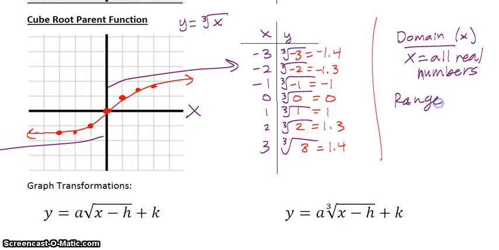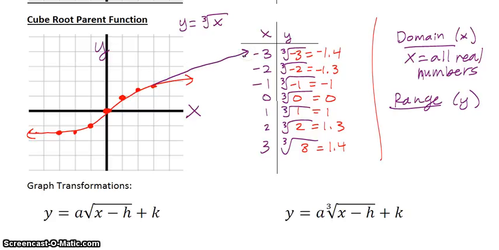And the range is kind of hard to see on this one, but the same thing's happening. For the y's, it's increasing very, very slightly, but it's still increasing and increasing, and same thing here, it's decreasing very, very slowly, but it is decreasing. So if I was going to make the world's largest graph, eventually all of the y values would be used. So y is also all real numbers.